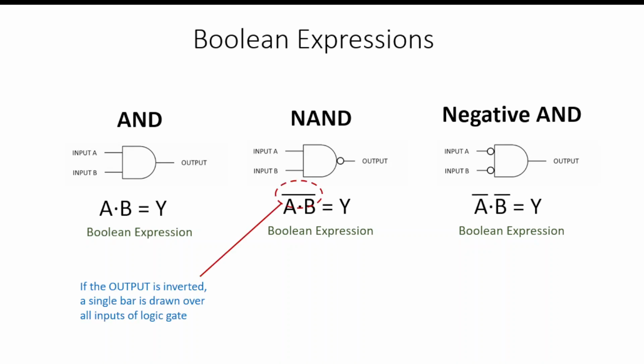So again, if the output is inverted, a single line or bar is drawn over all of the inputs of the logic gate. Whereas if there are two separate input NOT gates, then you have an input bar drawn over each one of the input letters.